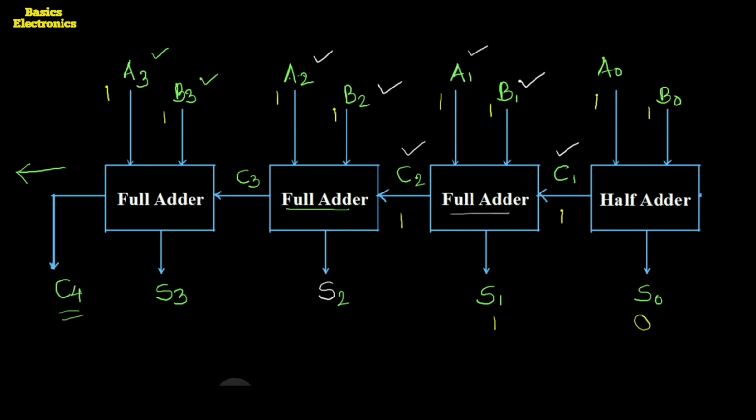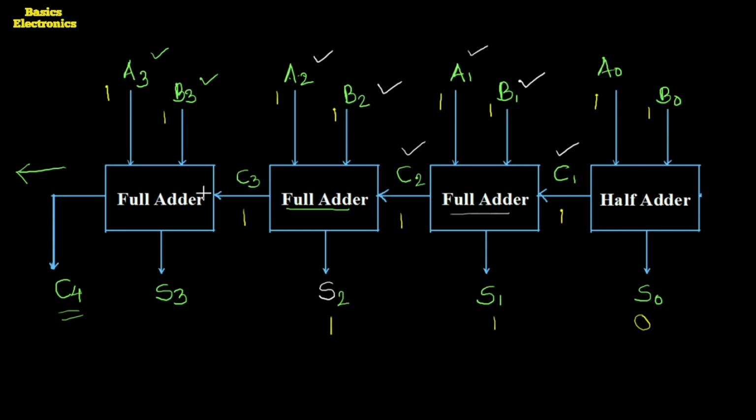Now this third full adder performs the addition of A2, B2 and C2. Then all those bits are 1, 1, 1. So therefore once again it produces the output as sum equals 1 and the carry also equals 1. When the carry is generated, it is added to the next full adder.